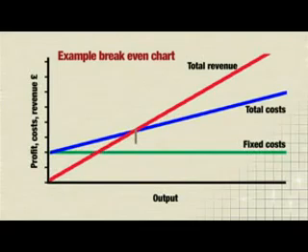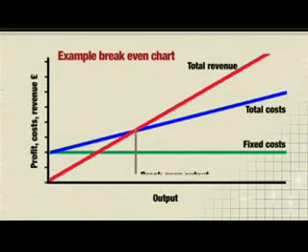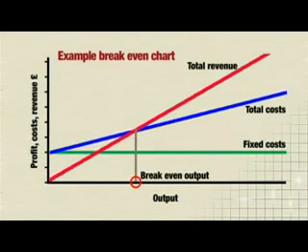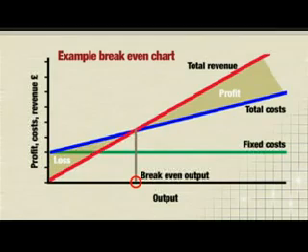Where your total costs and total revenue lines cross is your break-even output. To the left of this point, the difference between the total costs and the total revenue line is loss, and to the right it's profit, because the total revenue is greater than the total costs.